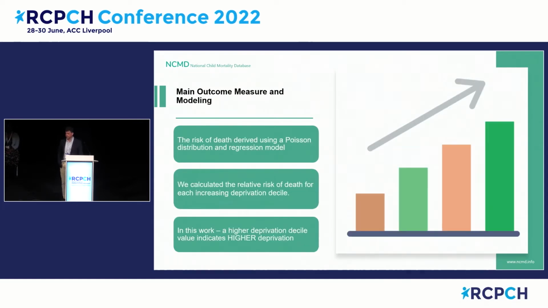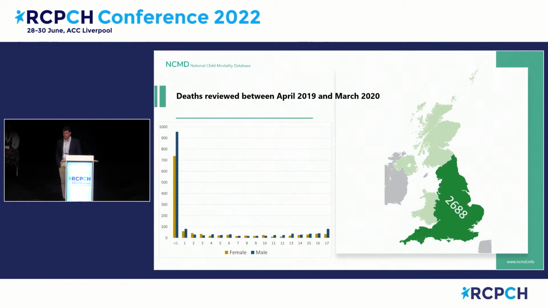So the risk of death is derived using a Poisson distribution and regression model, and we've calculated the relative risk of death for each increasing deprivation decile. Now in this work, a higher deprivation decile indicates a higher level of deprivation in the area that the child is normally resident. So between April 2019 and March 2020, there were 2,688 deaths reviewed by CDOPs in England.